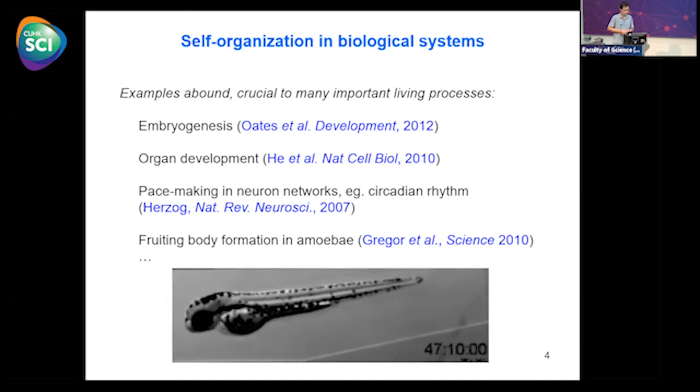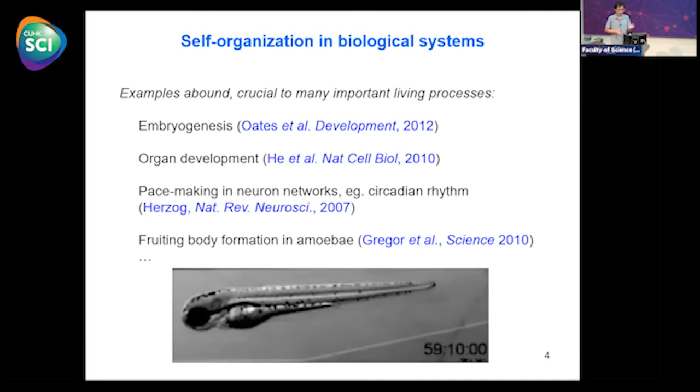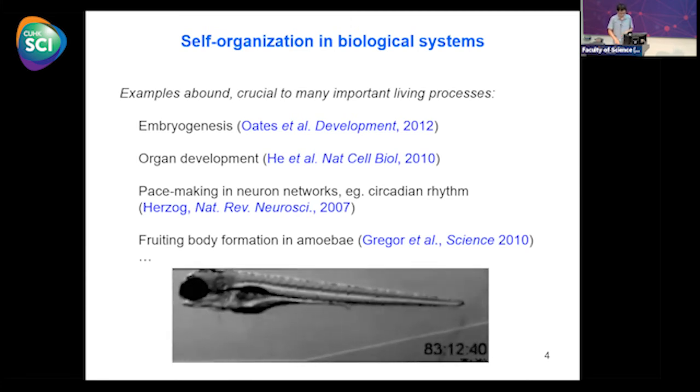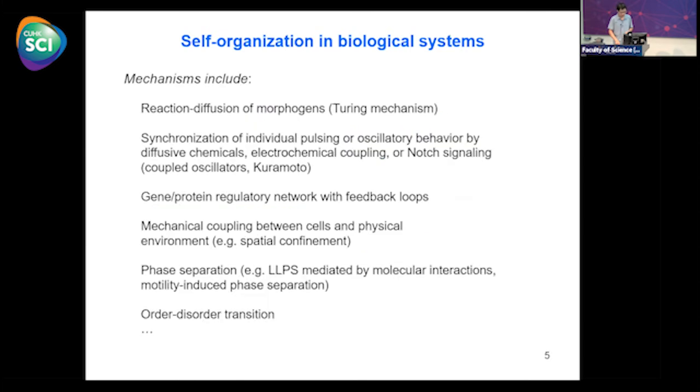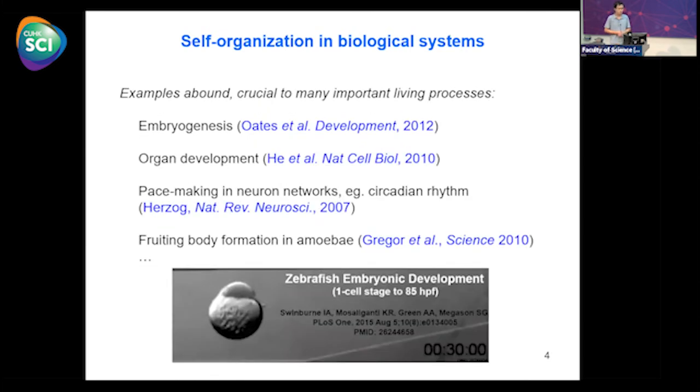In addition to complex organisms like zebrafish, simpler organisms such as bacteria or single-celled organisms like amoeba can display a stunning order or organization. Fruiting body formation of Dictyostelium is a well-known example. And in my lab, our focus is to understand the motion and self-organization in living systems or living matter derived from bacteria.